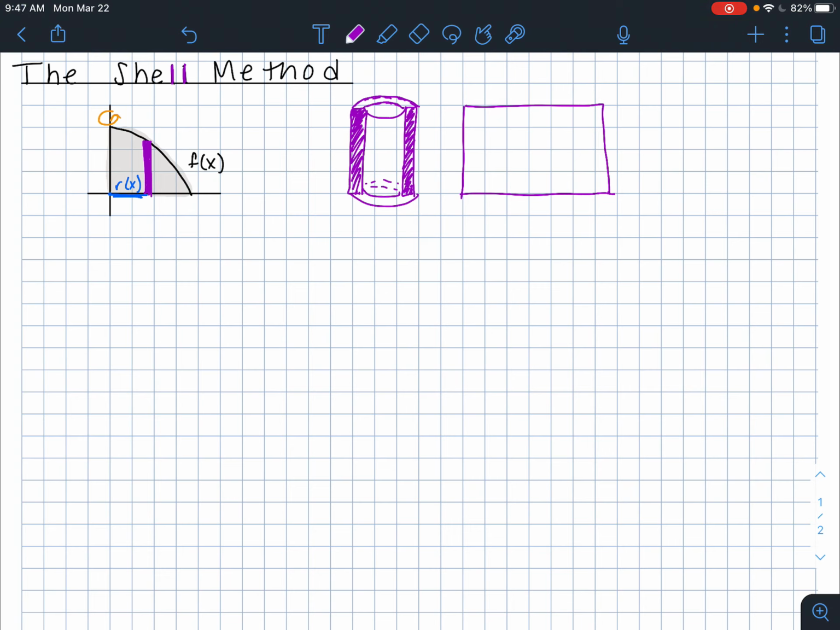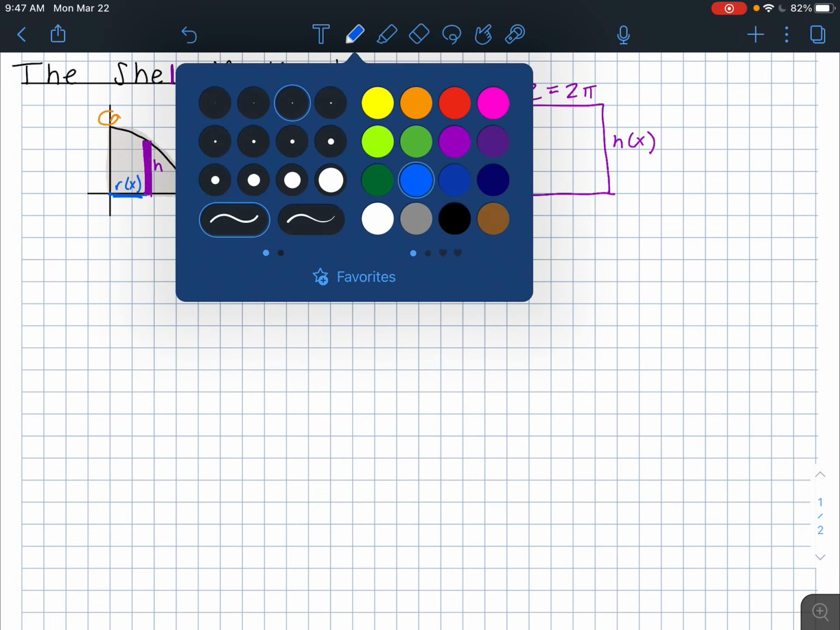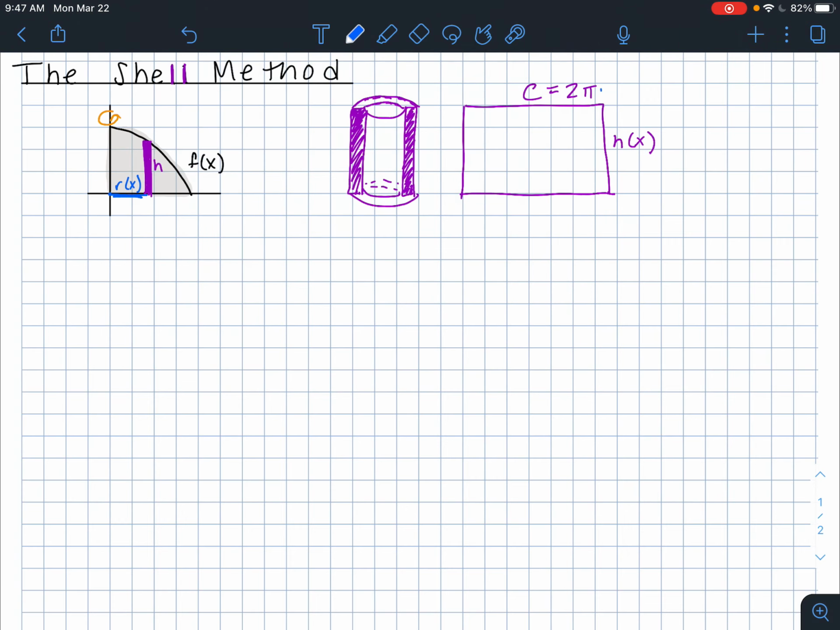So anyway, the height of our rectangle is going to be the height of this piece of paper, this thin little rectangle that we get from our shell. And then to get the length of this rectangle, if you think about slicing a cylinder down the side, when you unroll it, this is really the circumference of that, which is equal to 2 pi r. And in this case, r is going to be a function of x, and I labeled that with a blue marker, so we'll label that with a blue marker.